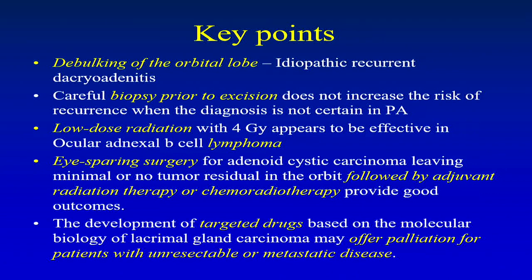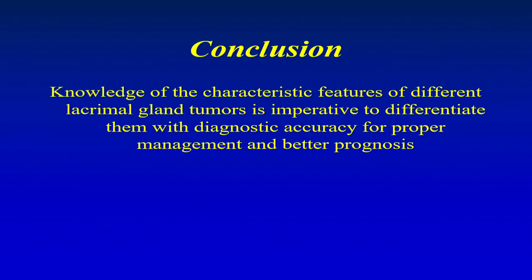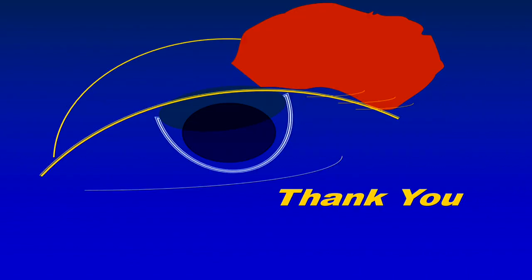Eye-sparing surgery for adenoid cystic carcinoma is leaving minimal or no tumor residual, followed by adjuvant RT or chemoradiotherapy. It provides good outcomes. And the development of targeted drugs based on molecular biology may offer palliation in patients who have metastatic or unresectable tumors. So to conclude, knowledge of the characteristic features of different lacrimal gland tumors is imperative to differentiate them with diagnostic accuracy for proper management and better prognosis. Thank you very much.